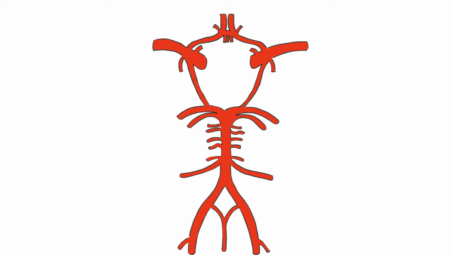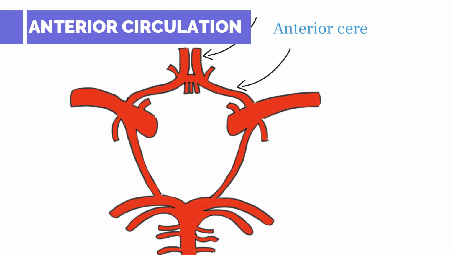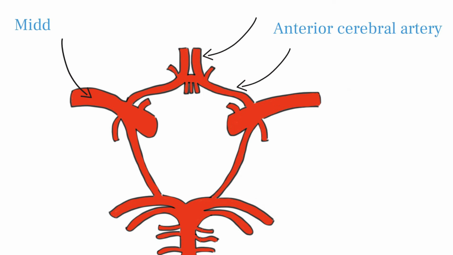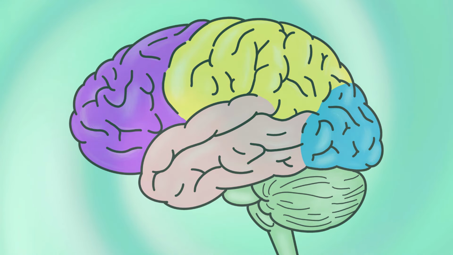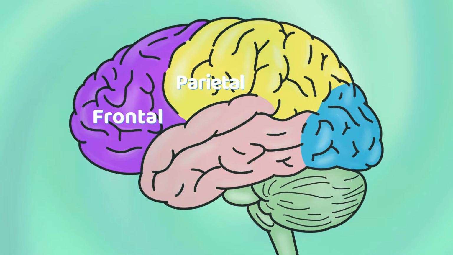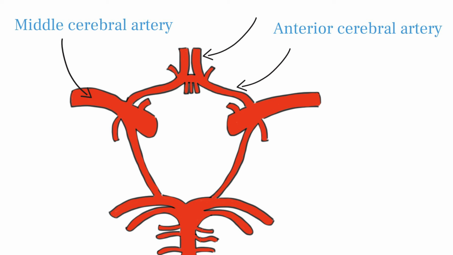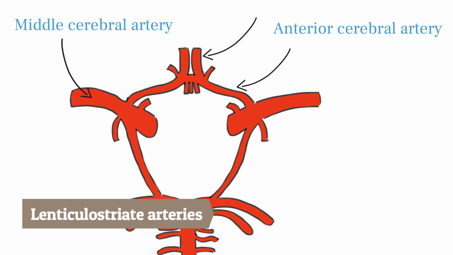When it comes to the blood supply of the brain, there are two sets of blood vessels supplying blood and oxygen to the brain, that is the vertebral arteries and the carotid arteries. The anterior circulation is composed of anterior cerebral artery and the middle cerebral artery. The anterior cerebral artery supplies the medial portion of the frontal and parietal lobe. Middle cerebral artery supplies the lateral portion of the frontal, parietal, and temporal lobes. The middle cerebral artery gives off little vessels called lenticulostriate arteries, and they supply the basal ganglia.